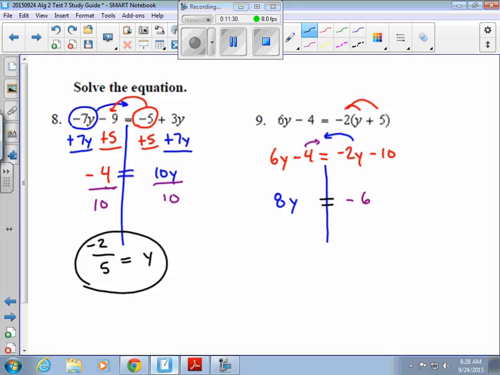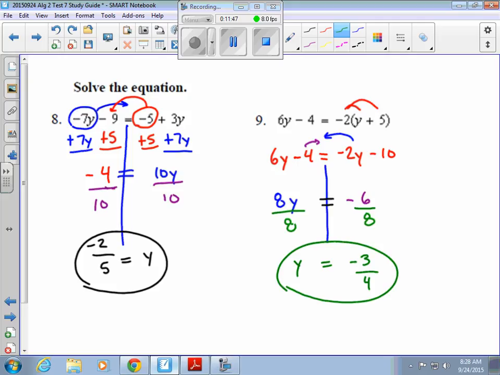Then when you divide, I'm going to show this next step where nobody gets lost. Divide by 8 to get y by itself. You have to divide the other side. Again, 2 goes into them. It goes into negative 6 negative 3 times, and it goes into 8 4 times. y is equal to negative 3 over 4.